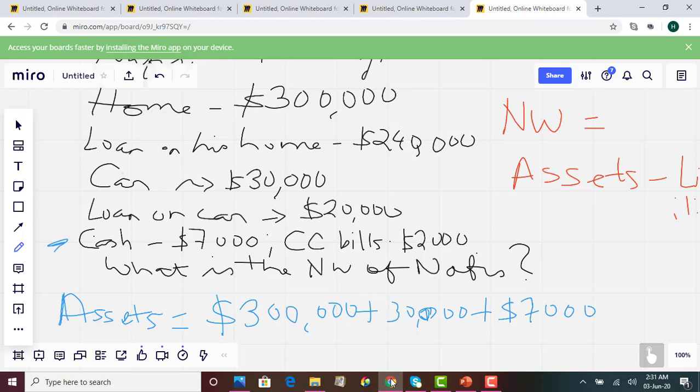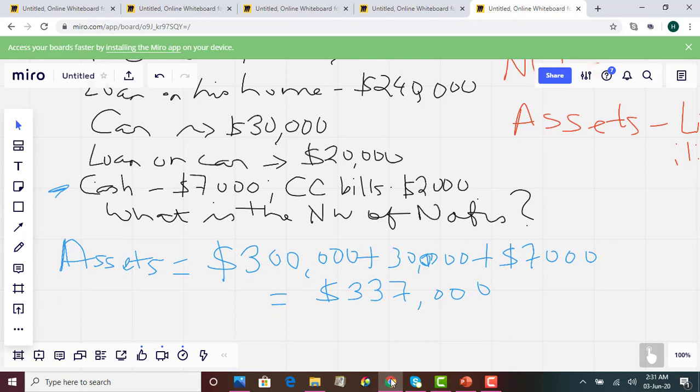So far we know the assets are his home, his car, and the cash that he owns. And we will add up all these numbers and we will end up with $337,000. Okay, so now we know the total assets. Now we calculate the total liabilities.